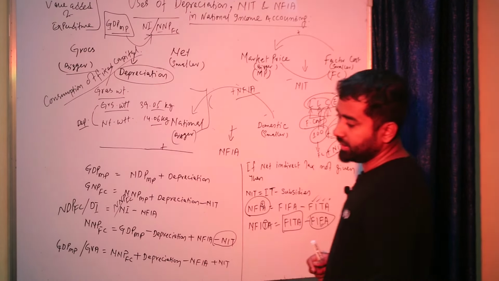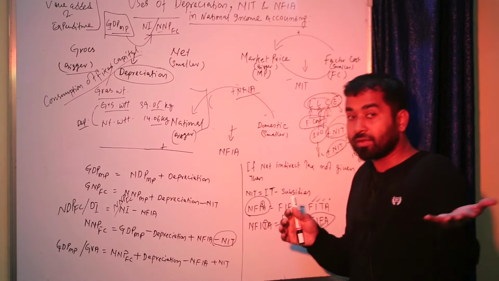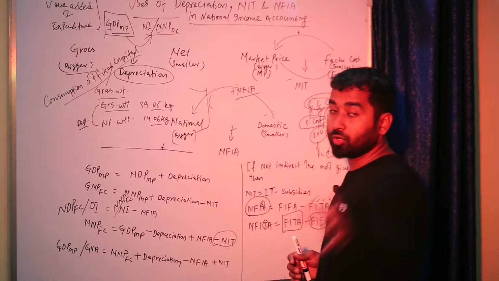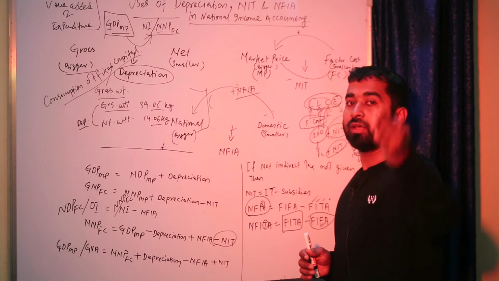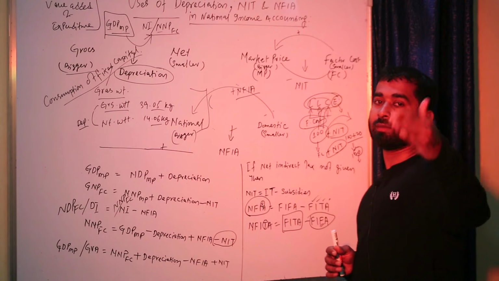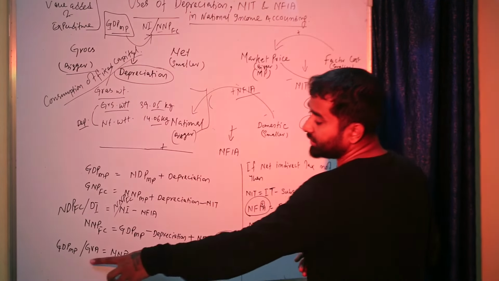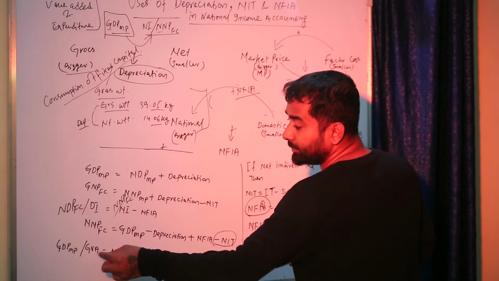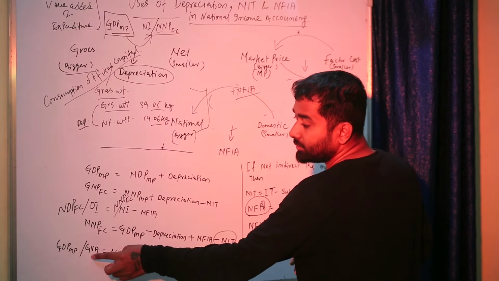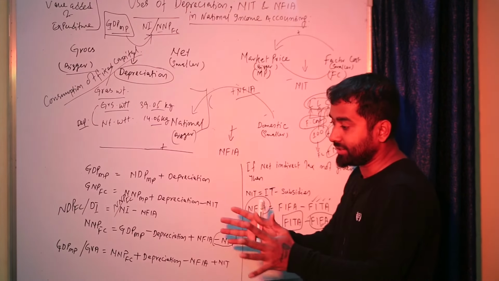I hope that's clear. Next, sometimes in place of GDP-MP you would be given GVA, gross value added. Don't be confused, gross value added is also known as GDP-MP. Gross value added is most of the time given in the product method. Now, GVA, that is gross domestic product at market price, I am converting to net national product at factor cost.